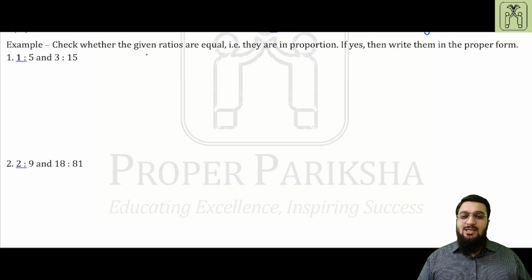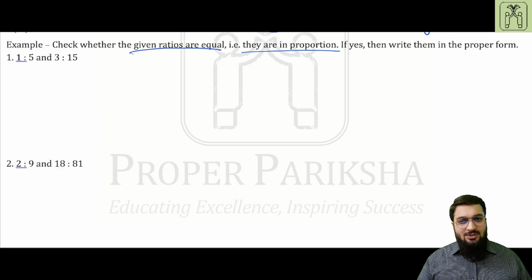Check whether the given ratios are equal, that is, whether they are in proportion. This statement is the best definition of what a proportion is. When the ratios are equal, they are in proportion. Simplest definition. When the ratios are not equal, they are not in proportion. For example, equivalent ratios. You understand that? Equivalent ratios.